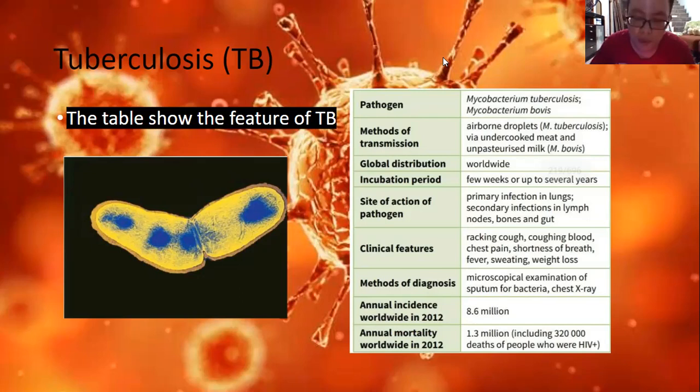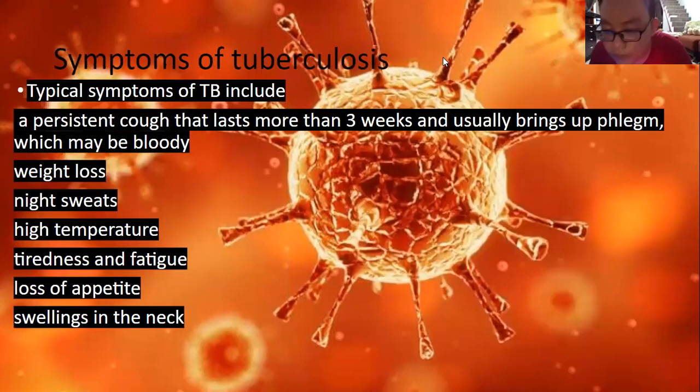And the methods of diagnosis are microscopic examination of sputum for bacteria, and chest X-ray. Annual incidence worldwide in 2012 was 8.6 million. Annual mortality worldwide in 2012 was 1.3 million, including 320,000 deaths of people who were HIV positive.